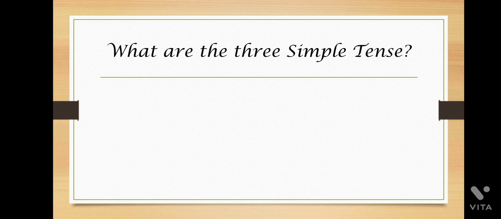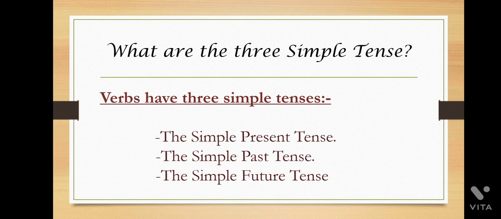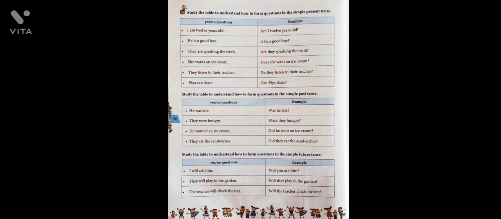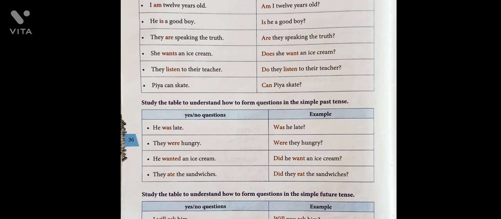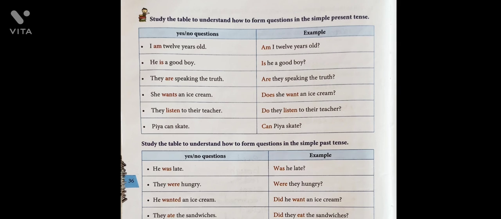So what are the three simple tenses, everyone? Verbs have three simple tenses. Number 1, the simple present tense, the simple past tense and the simple future tense. Okay? Now let's see and study the table to understand how to form questions in the tenses. Now we know how to answer, but we have to question, right? So let's see the table to understand how to form question in simple present tense first.